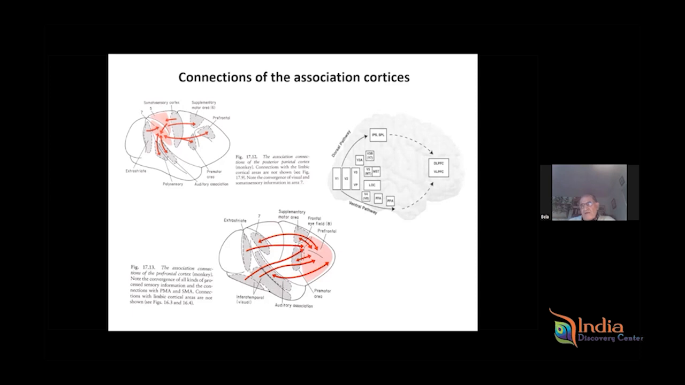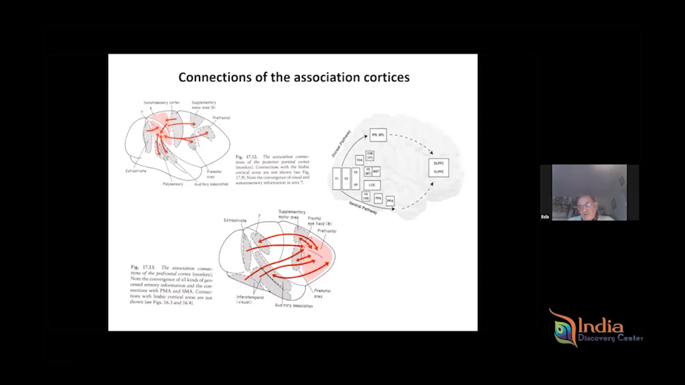And there are 2 longer pathways, the so-called dorsal visual pathway, which comes from the occipital cortex and goes through the parietal and lands in the prefrontal cortex, and the ventral visual pathway, which goes through the temporal cortex and also enters the prefrontal cortex, where we think the thinking and decision making happens.